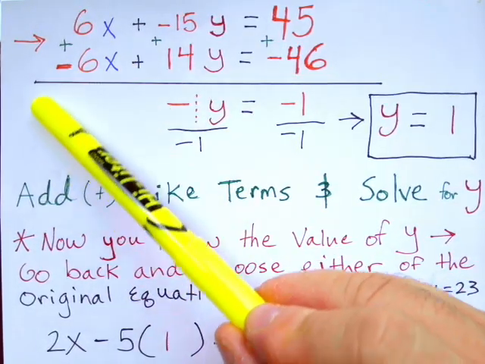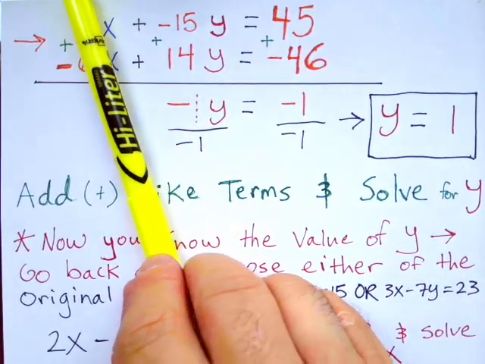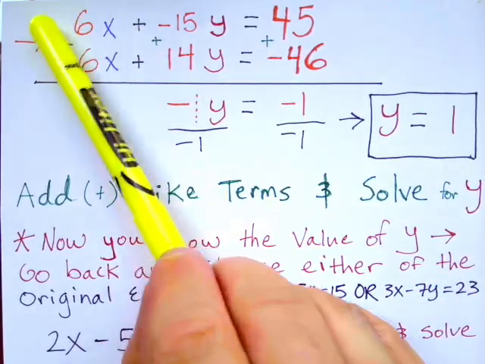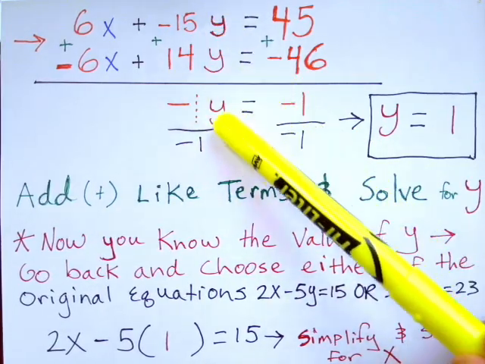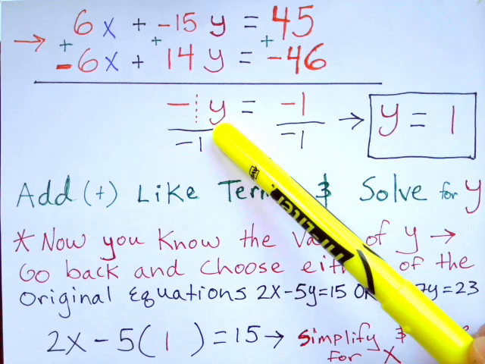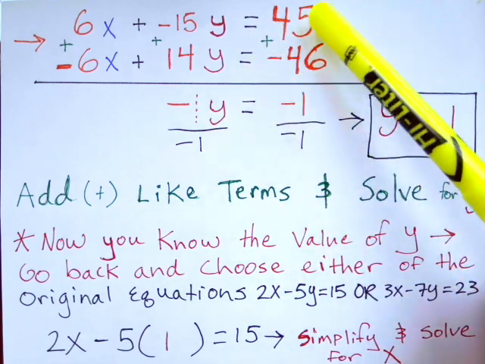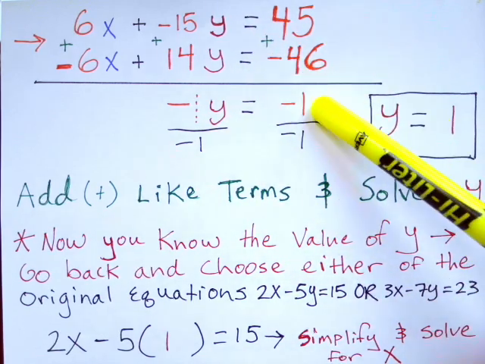6 plus a negative 6 is 0. That's canceled. It's gone. It's eliminated. Negative 15y plus a positive 14y is a negative 1y. Equals 45 plus a negative 46 is negative 1.